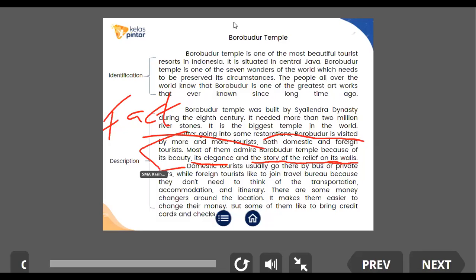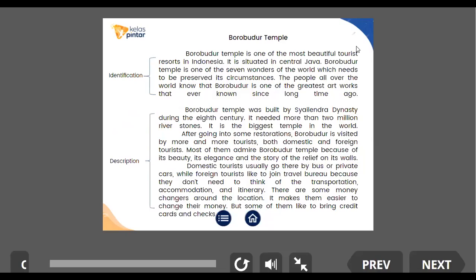This is explaining about the condition of Candi Borobudur or Borobudur Temple. And it explained more that domestic tourists usually go there by bus. Oh, ke sana itu kita bisa naik bus, or private cars, or we can also join the travel bureau. Ya, ada agen travel, and many others. So it mentioned about the activity, aktivitas yang biasanya dilakukan di sana, the activity which is usually done by most people there.